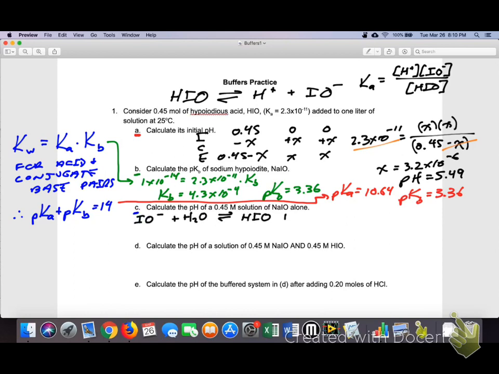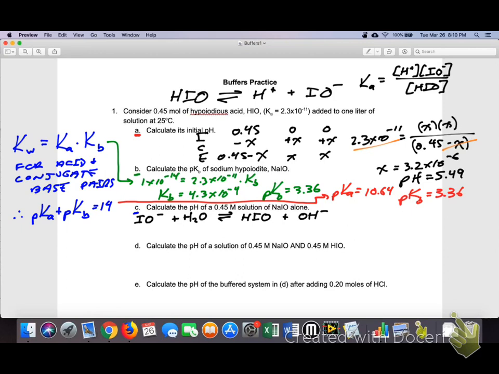All right, so then question C says, find the pH of a 0.45 molar solution of sodium hypoiodite. Well, we just said sodium hypoiodite is a base, or at least the hypoiodite ion in that solution will act as a base. And it will react with the water to accept a proton and form the weak acid, and therefore raise the OH concentration.